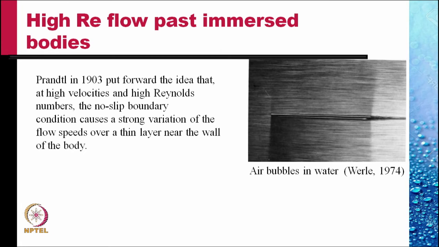Prandtl in 1903 put forward the idea that at high velocities and high Reynolds number, the no-slip boundary condition causes a strong variation of the flow speeds over a thin layer near the wall of the body.